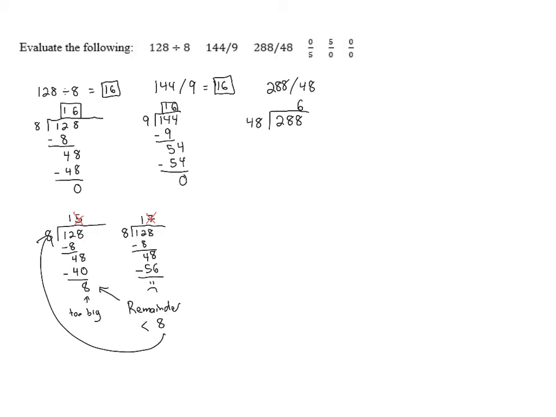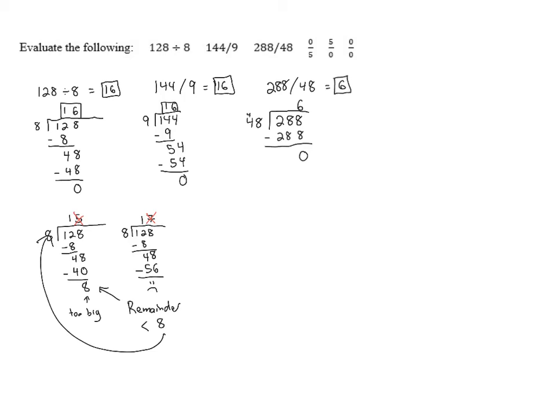Let's check to see if it's correct. 6 times 8 is 48, so I bring down the 8 and carry the 4. 6 times 4 is 24, and when we add 4 to that, we get 28. So we do end up having the right answer, because we get 0 as a remainder, and so 288 divided by 48 is definitely 6.